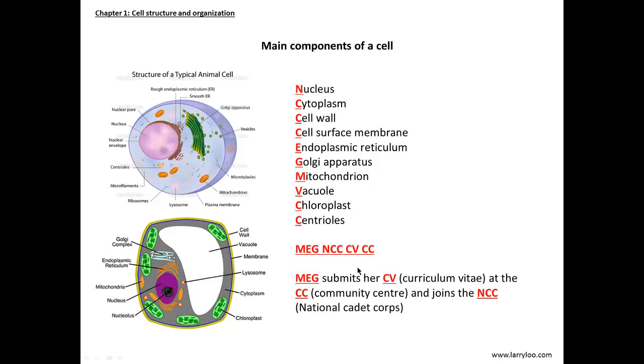So imagine we make a story. Meg submits her CV at the CC Community Center and joins the NCC, the National Cadet Corps. This may sound really dumb, but this kind of technique is known as mnemonics, which is highly effective for memorizing biology facts, as proclaimed by the famous educator Tony Buzan, who is the inventor of the mind map. So as we have it, next let's move on to what particular function each structure does.